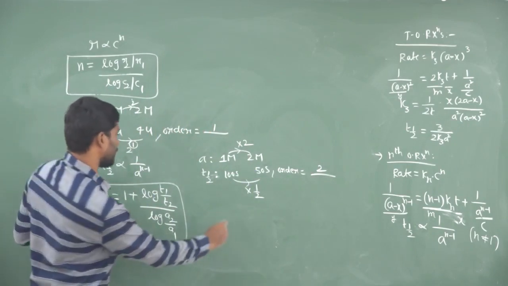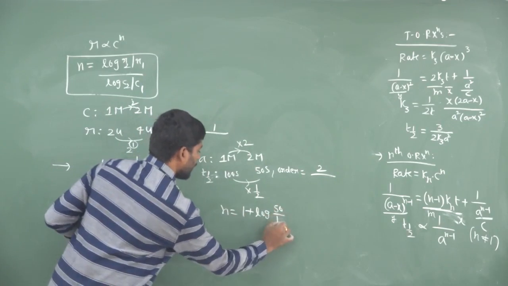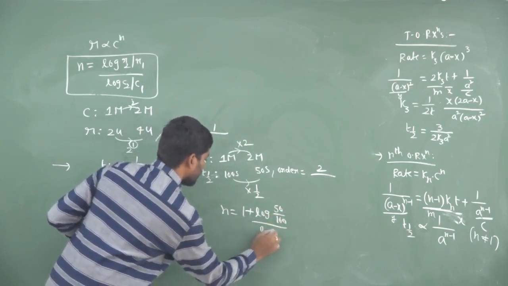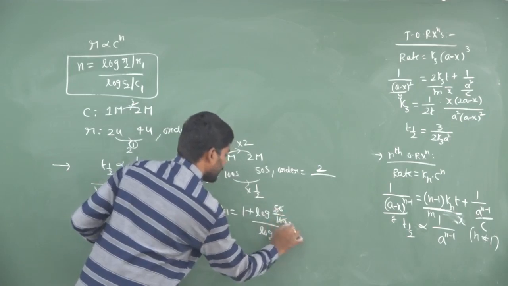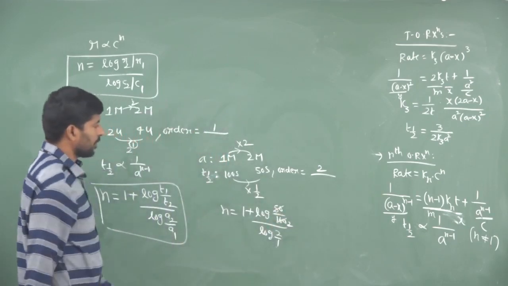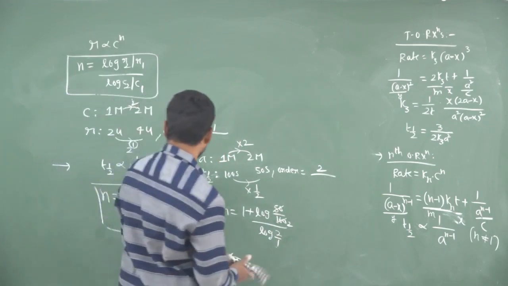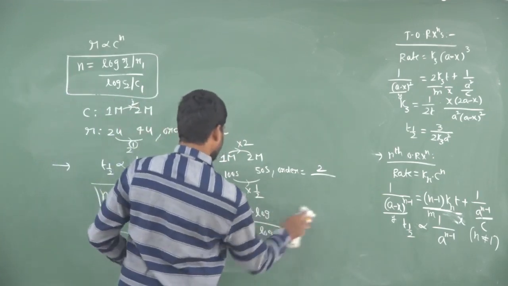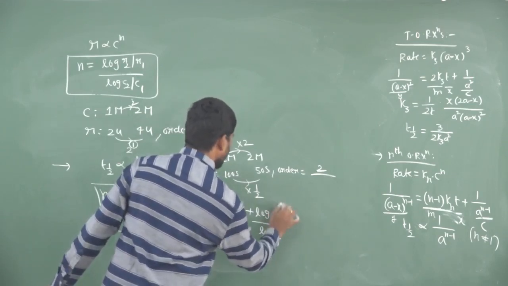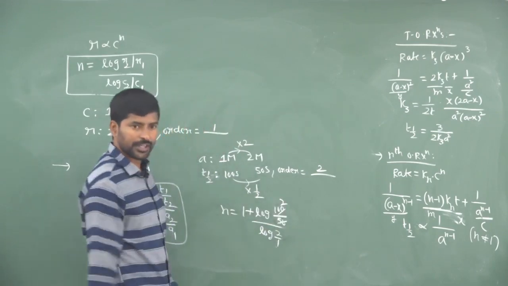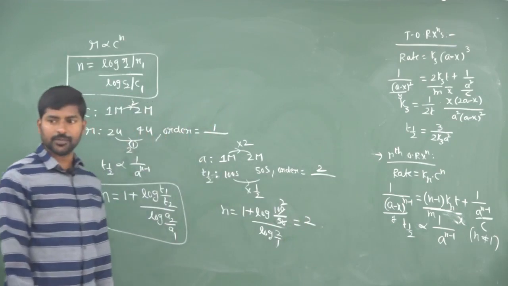Otherwise we can calculate by using this equation: 1 plus log T1 by T2, 50 by 100, by log A2 by A1, that is 2 by 1. T1 by T2, that is, sorry, 100 by 50. Log 2 gets cancelled. So 1 plus 1, what are we getting? 2. Order of the reaction we are getting is 2.